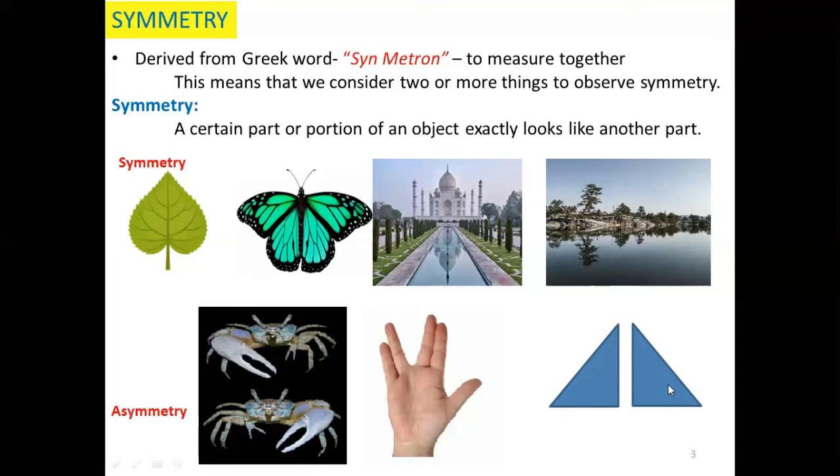And one more very familiar example is our face. When we draw a line of symmetry down the center of the face, the left side will be the mirror image of the right side. So this is how the symmetry is observed in any object which is found in nature.